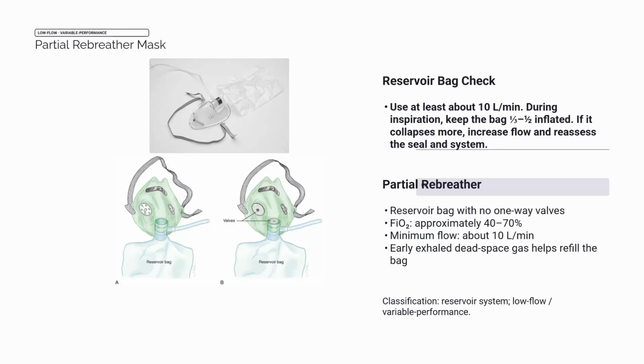Same minimum flow, about 10 liters per minute, but the FiO2 climbs a little higher, commonly 60 to 80% with the standard mask. So think back to our second patient. They were significantly hypoxic, working hard to breathe. That patient needs more than a cannula or a simple mask can offer. A reservoir system sized to their need is built exactly for this.